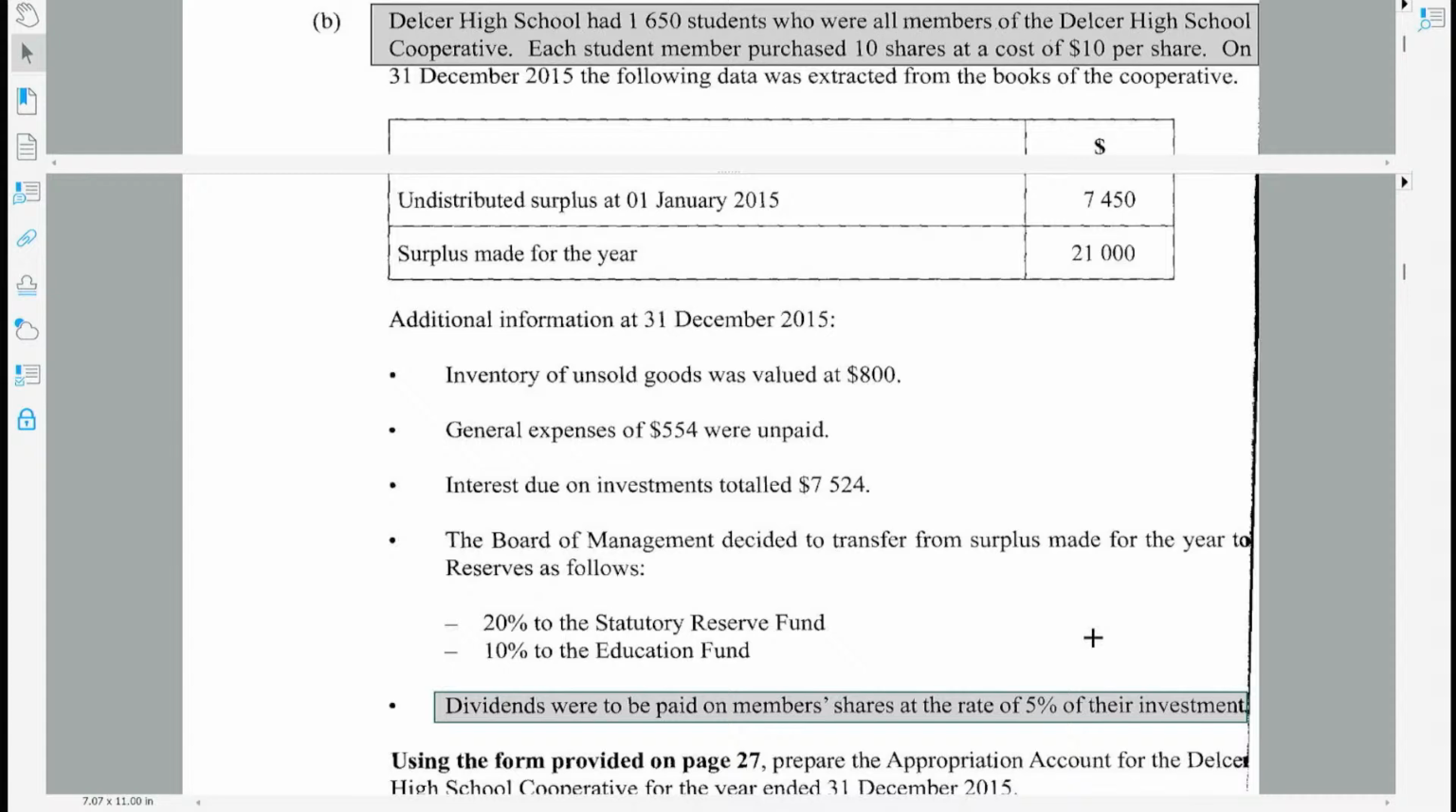20% of this comes from this. Yeah. But this one here is 5% of. Correct.